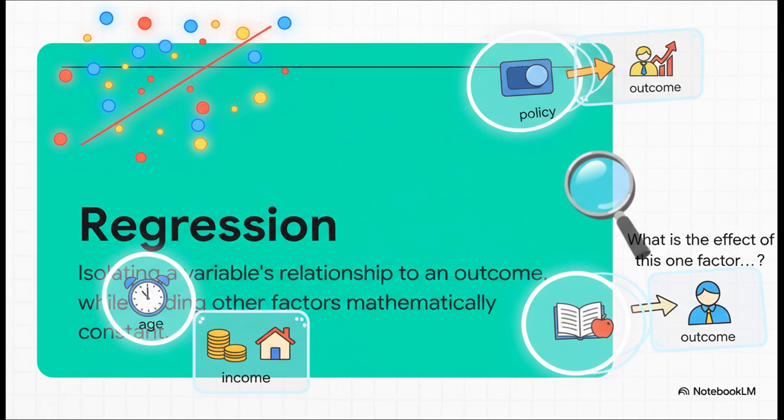It lets us ask a really specific question. What is the true effect of this one single thing if we could just magically hold everything else, like a person's age, their income, their background, exactly the same?